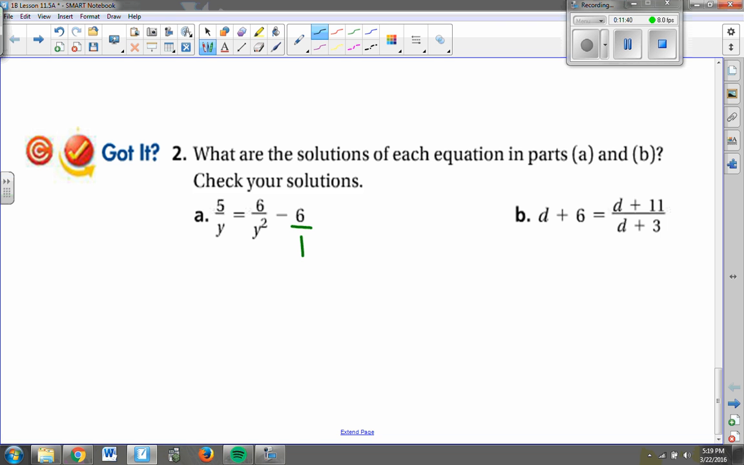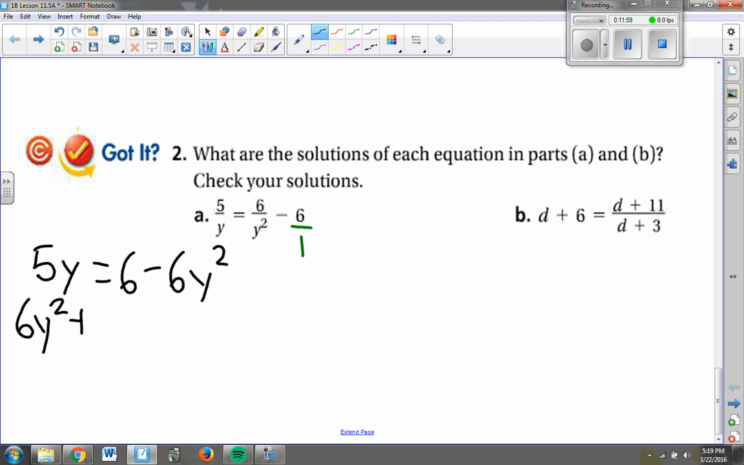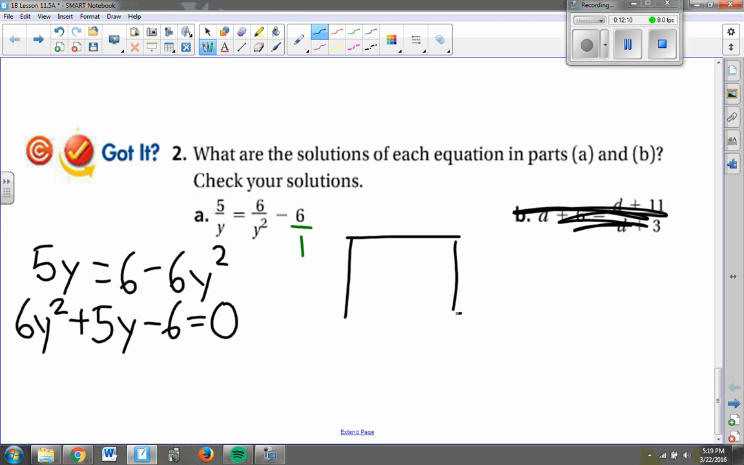All right. Now, on letter A, when we multiply by y squared, we end up with 5y equals 6 minus 6y squared. Now, if I add everything over to the same side like I need to do, I get 6y squared plus 5y minus 6 equals 0. And this is a box and diamond problem. So we'll be right over here.